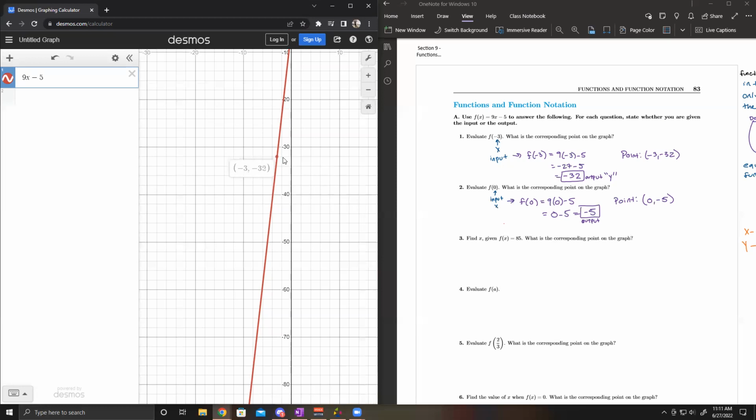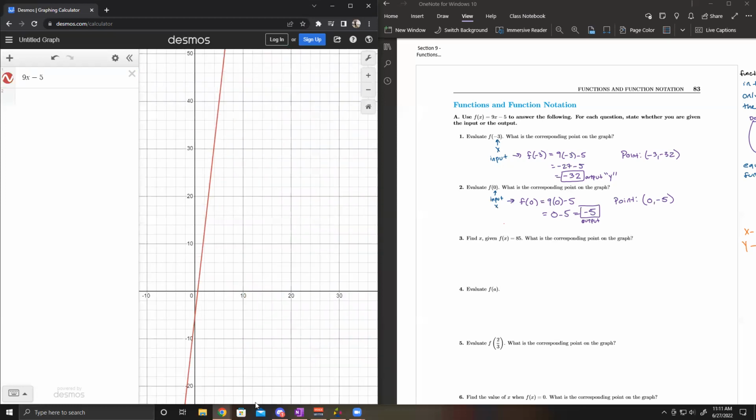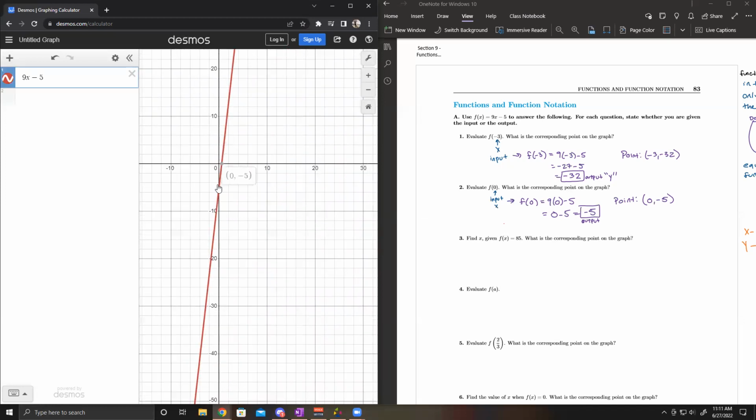So this just proves that this is a point on the graph. And then we could even do the 0, -5. I'll go here and right there. There it is. 0, -5. So we are finding points on this function, which creates a graph. So again, functions are equations, just stated differently.